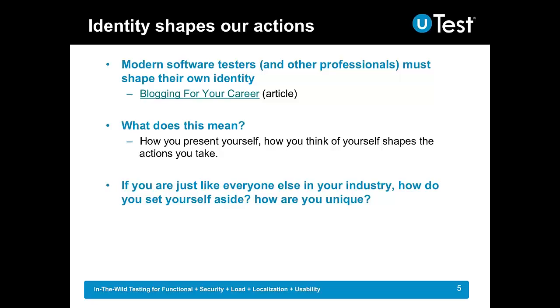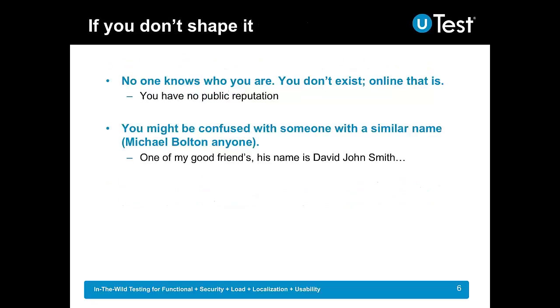So, okay, online identity is important. It's your way for differentiation and for identification. So what happens if you just ignore this webinar and you decide not to shape it? Well, basically no one knows who you are. You don't exist online. And that means you have whatever reputation you have among other software testers or coworkers, basically, there's no way to tell that online.